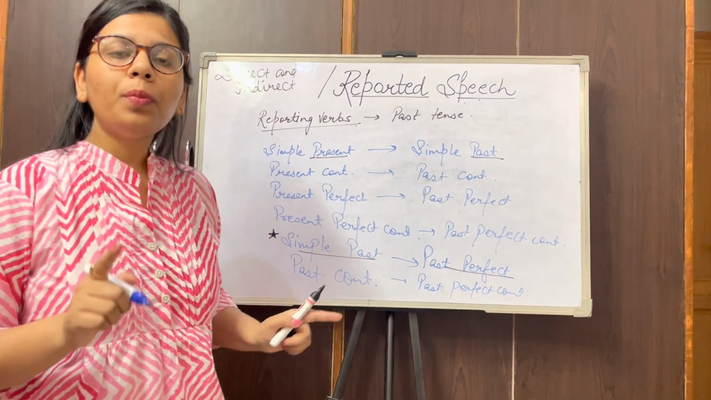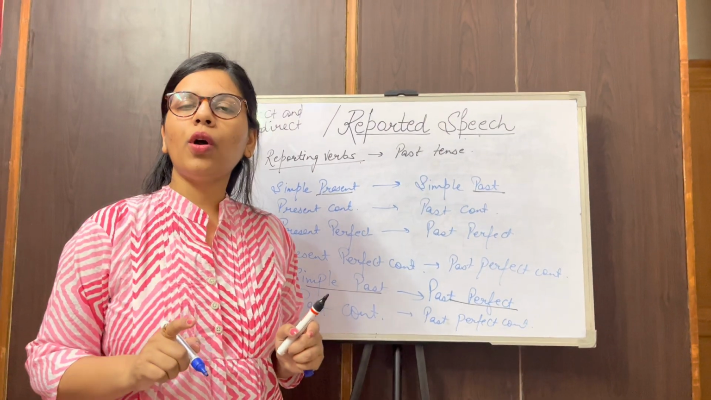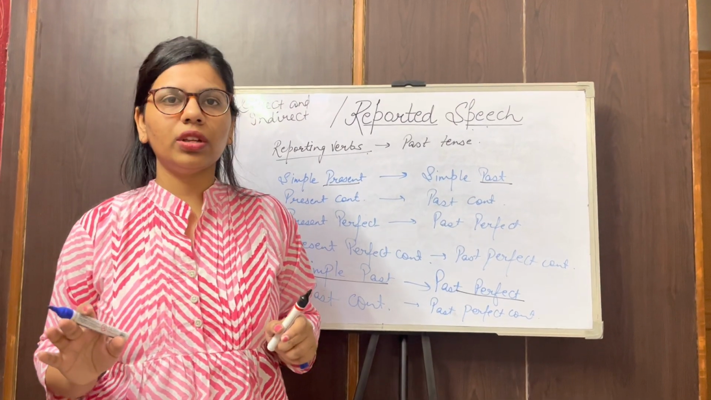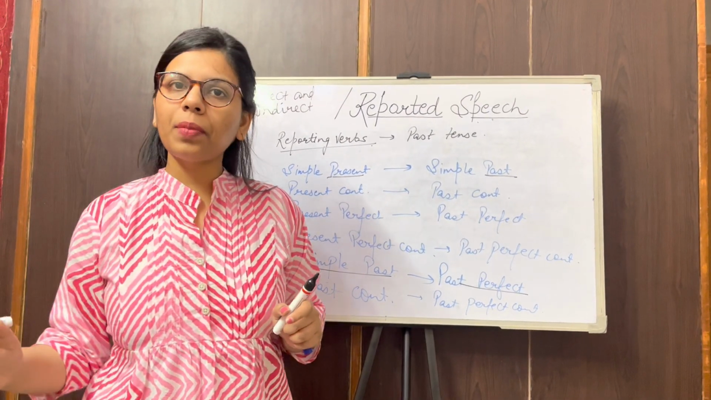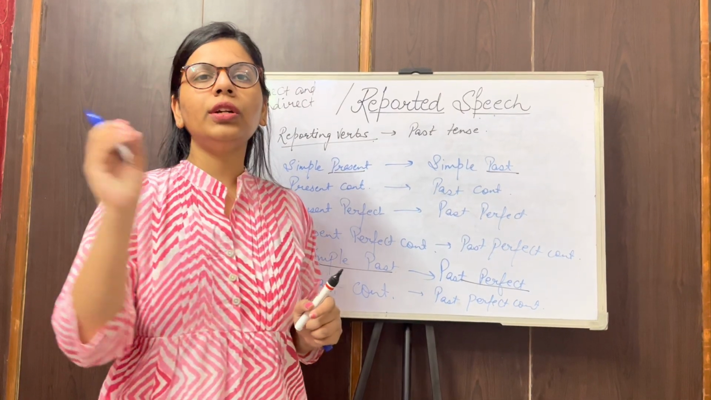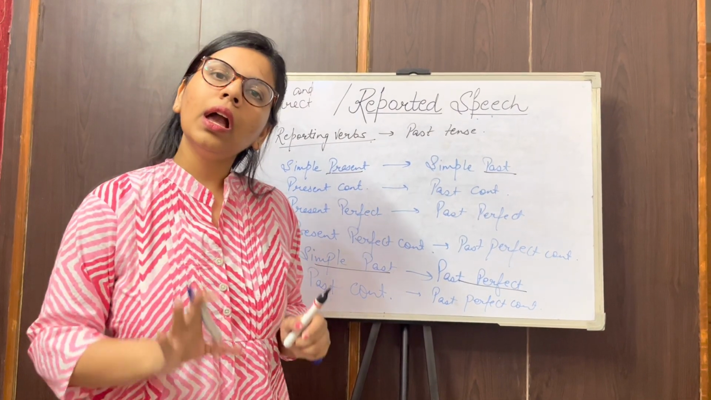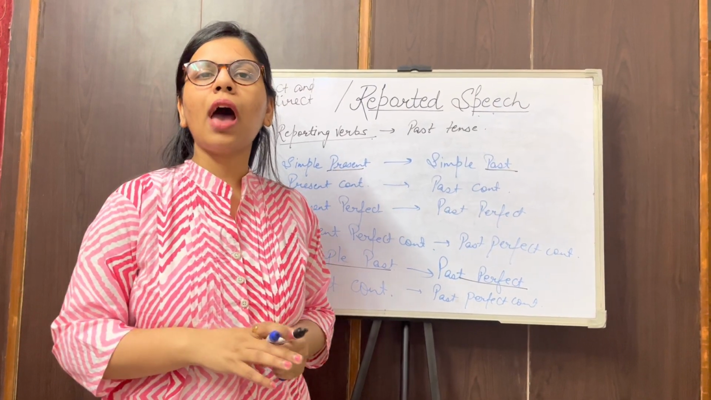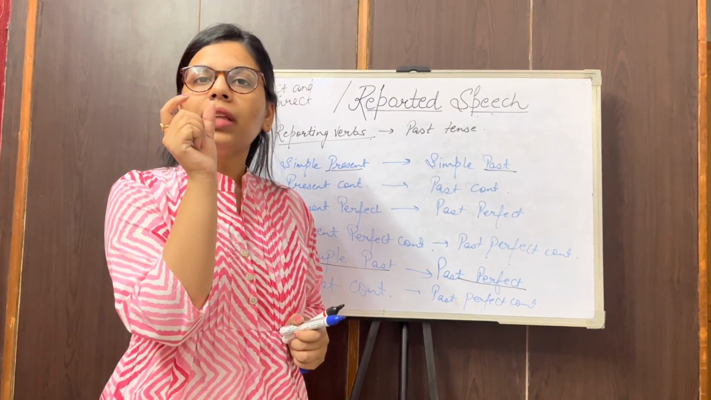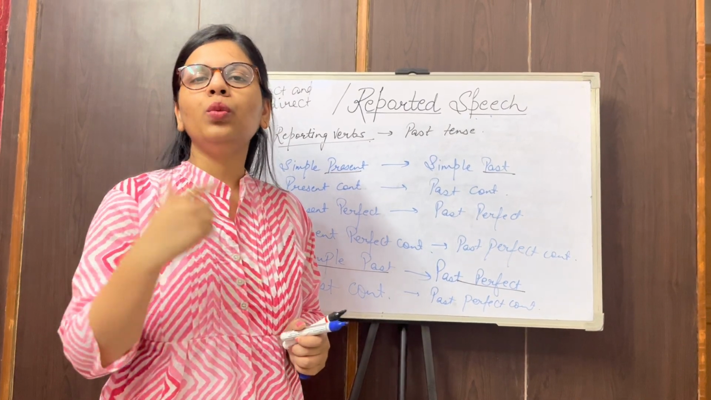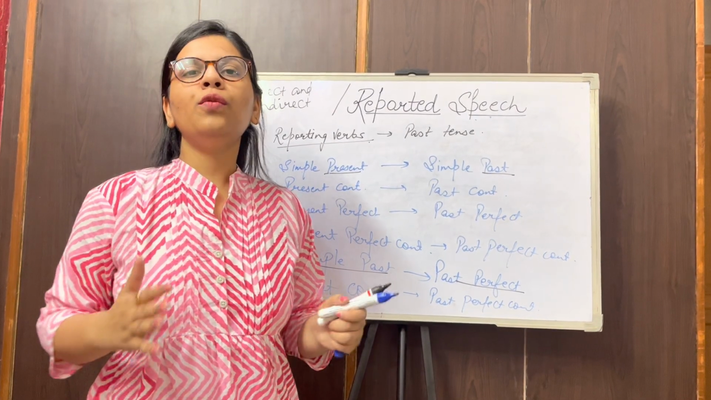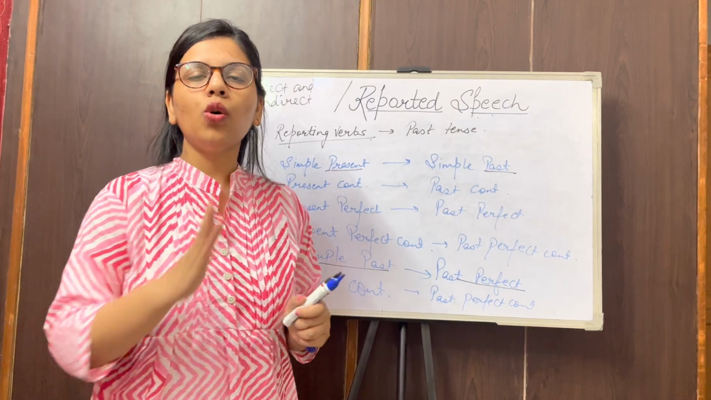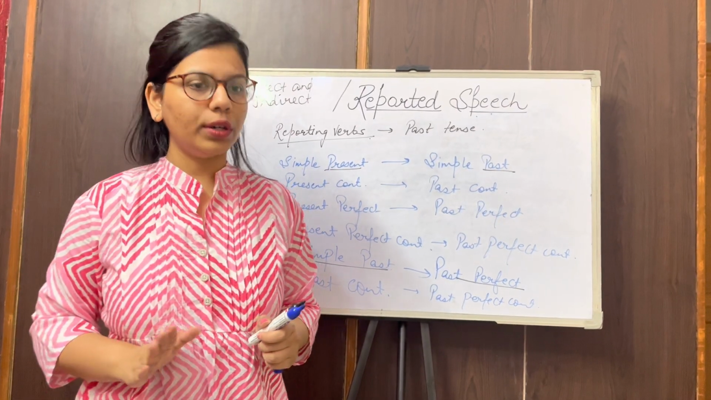Now, about past perfect and past perfect continuous, these tenses will not change. So, past perfect will remain past perfect only, past perfect continuous will remain past perfect continuous only. And when we talk about the future tense, we have the verb will, and that will is a modal and it will change to would. So there won't be much change in the tense, only will change to would.